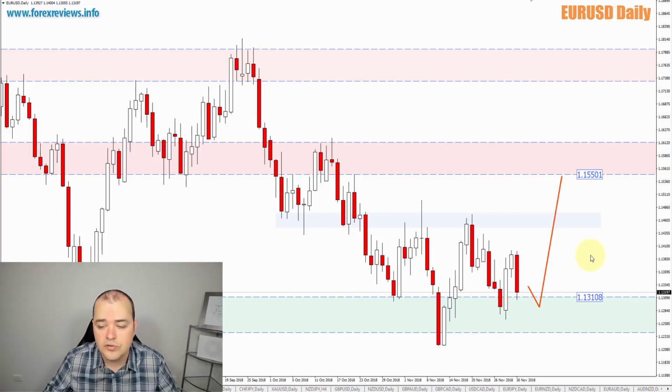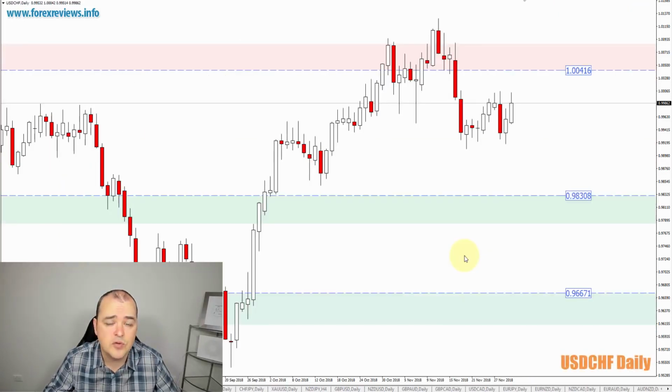So overall on USD, highlighting that where price is retesting, which is the 1.1310 zone area, that this is a great area on this market to look for a potential bullish opportunity and a potential move to the upside from this important zone. Okay, well that's it for that market.